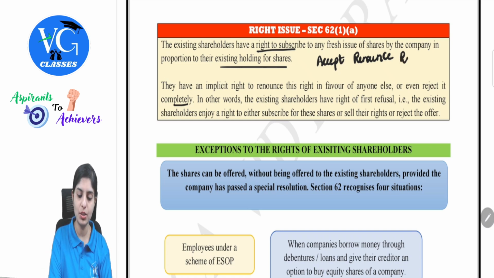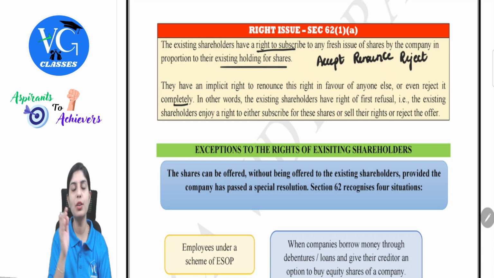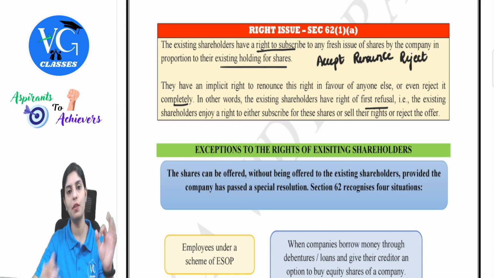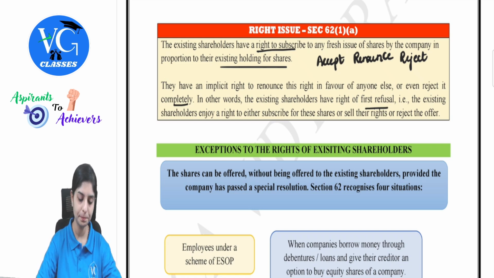The third option is to reject the offer. That is, whatever offer is made to subscribe for rights shares, outright rejection. These are the three cases. In other words, the existing shareholders have a right of first refusal. That is, the existing shareholders enjoy a right to either subscribe, that is, accept, or sell their rights, or reject the offer. There are three situations.